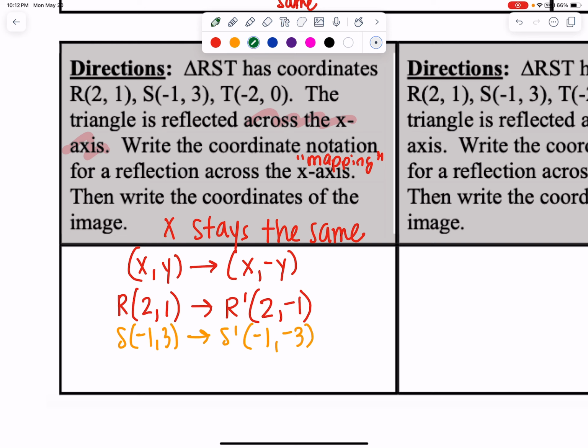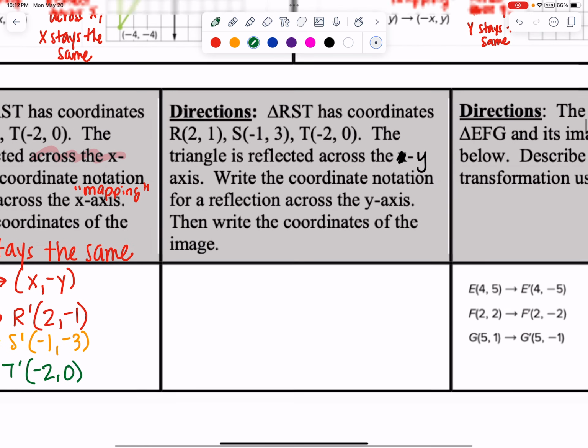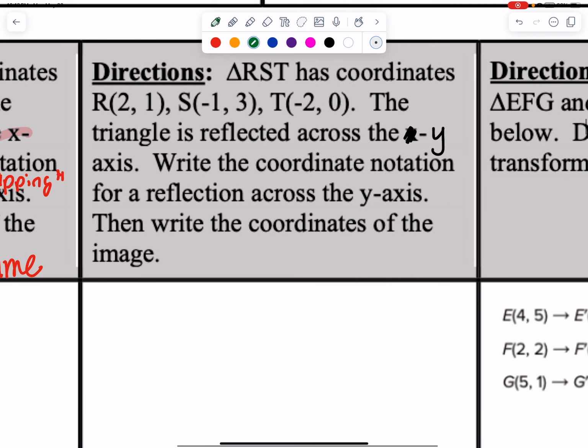Okay, then we have your t, negative 2, 0. What's going to happen with the reflection? T prime is going to be, when you reflect over the x, x stays the same, so negative 2. And then we flip the sign. Now 0, negative 0, still 0. Okay, so there we go. So without even drawing it, because of understanding that pattern, we can just write it.